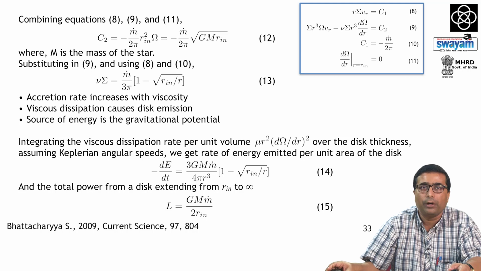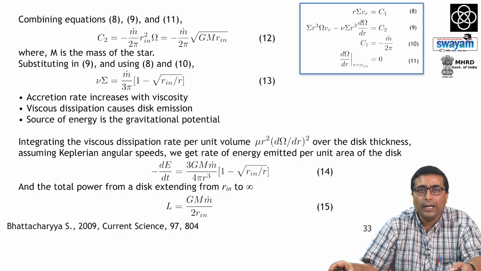This is equation 14. Therefore, the total power emitted from a disk extending from r equal to R in, that is the inner edge, up to infinity is L equal to G M M dot by 2 R in. Note that if a test particle falls from infinity to the radius R in, it will lose a gravitational energy of G M M dot by R in.